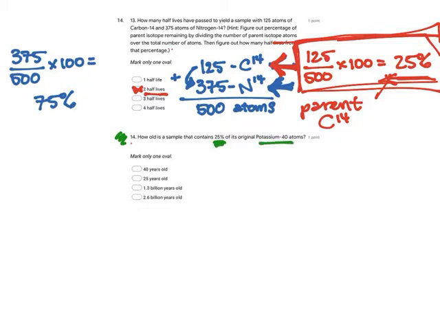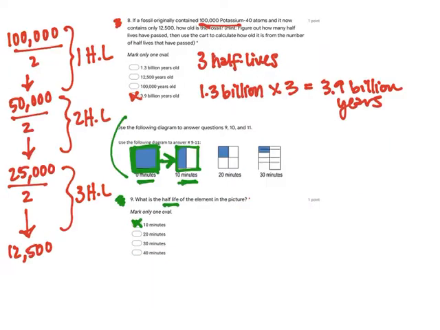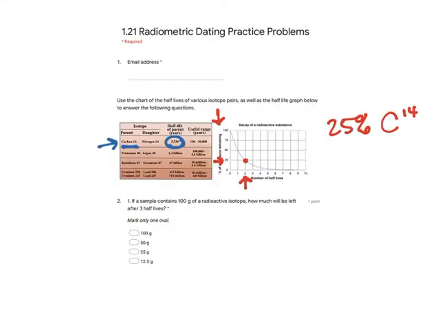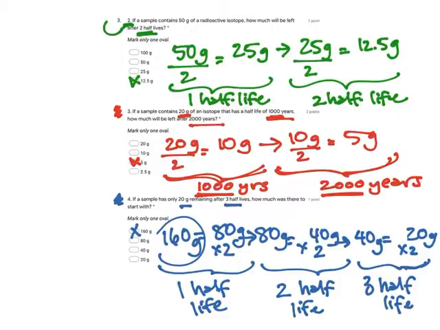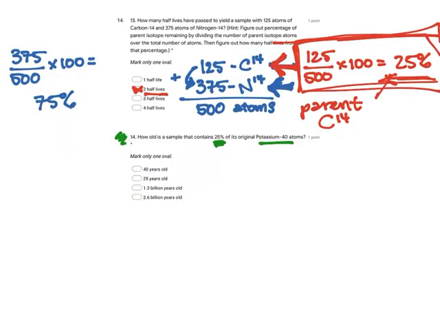Let's take a look at potassium-40 in our table and figure out how long a half-life is. So potassium-40 has a half-life of 1.3 billion years. Let's write that down. So one half-life equals 1.3 billion years. How old is the sample if it contains 25% of the original parent isotope?